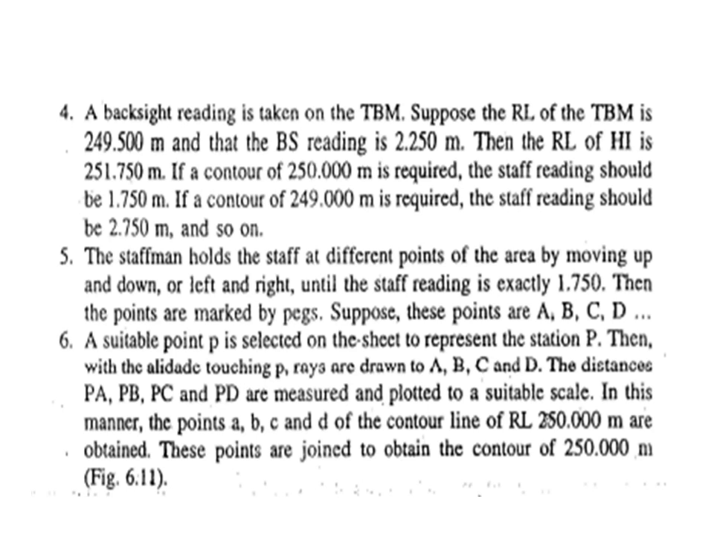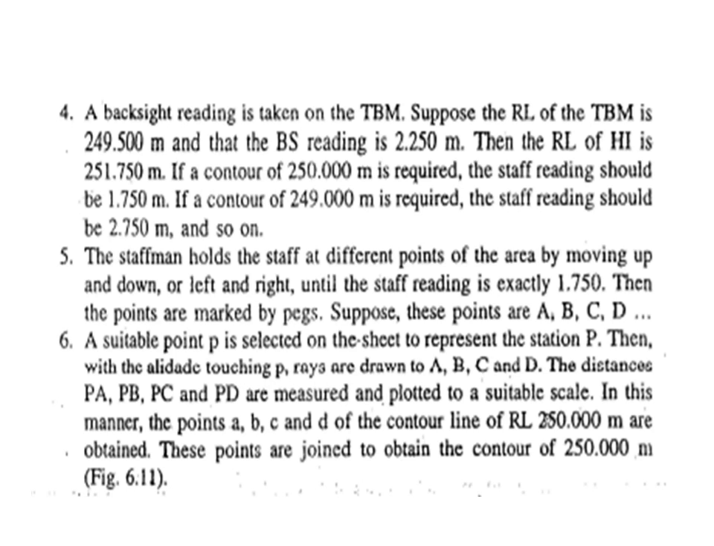If a contour of 250 meter is required, the staff reading should be 1.75 meter. If a contour of 249 meter is required, the staff reading should be 2.75 meter, and so on. This is calculated by taking the difference between the desired contour to be plotted and the RL of the height of instrument. Then the staffman holds the staff at different points of the area, moving up and down or left and right, until the staff reading is exactly 1.750. Then the points are marked by pegs.